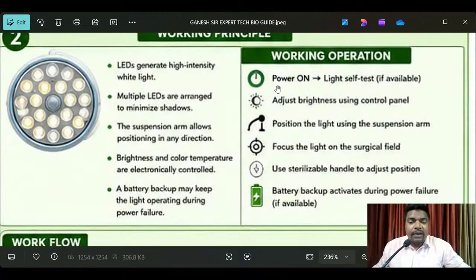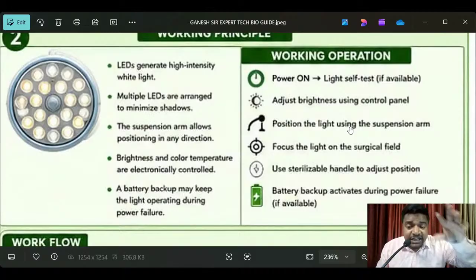Power on, light self test if available. Next, adjust brightness using the control panel. This adjust option is definitely available in every OT light. Next, position the light using the suspension arm. Who will do all these things? The biomedical engineer does not; the OT technician will be there.